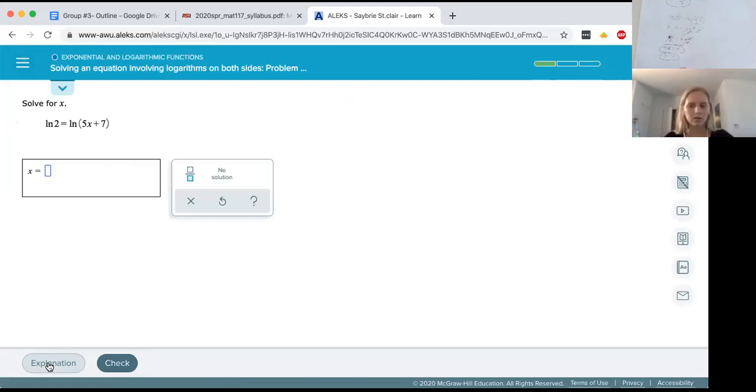Okay, so this one, you have natural log 2 equals natural log of 5x plus 7. That gives me 2. All I'm doing is solving those two parts right there. And then take away 7 from both sides. Gives me negative 5, and I could see this is going to give me another negative answer. Okay, so it's no solution. So I believe that's going to be one of those no solution.